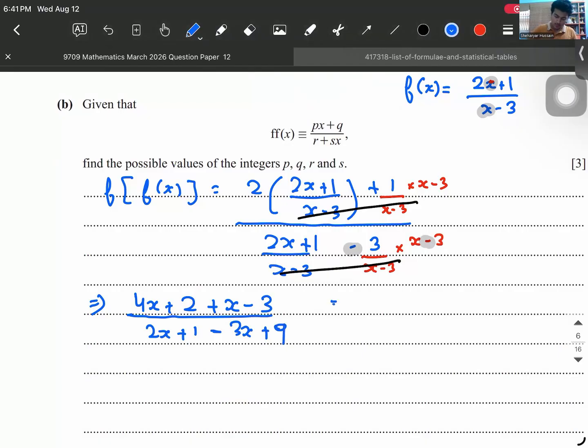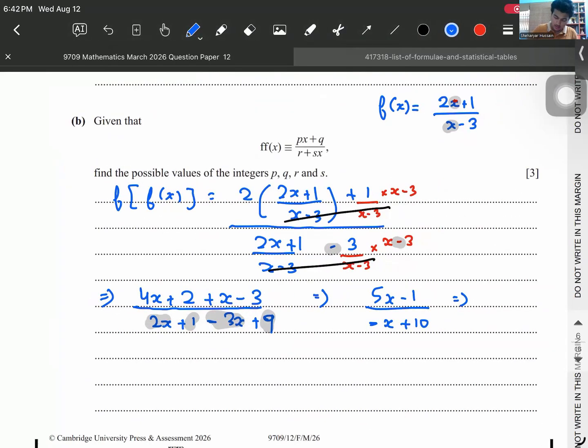Okay, solving this further, we have over here 5x minus 1 upon, what do we have over here? We have a negative x, and 9 plus 1 is a 10. So originally people write it like this, but a better representation of this would be 5x minus 1 upon 10 minus x. And that is your final answer. Since they've asked us to identify p, q, r, and s, the value of p will be 5, the value of q will be negative 1, the value of r will be 10, and the value of s will be negative 1.